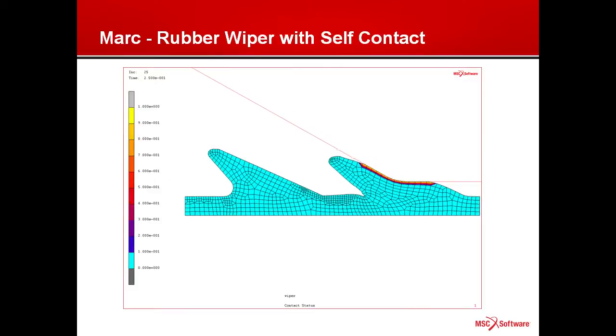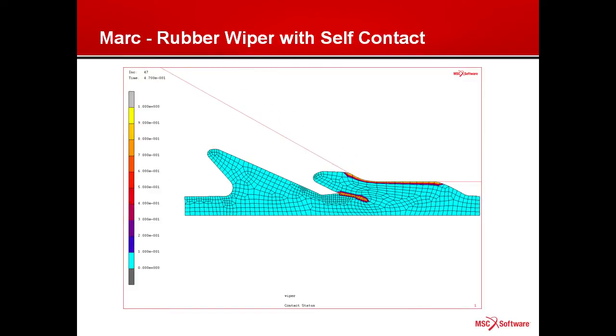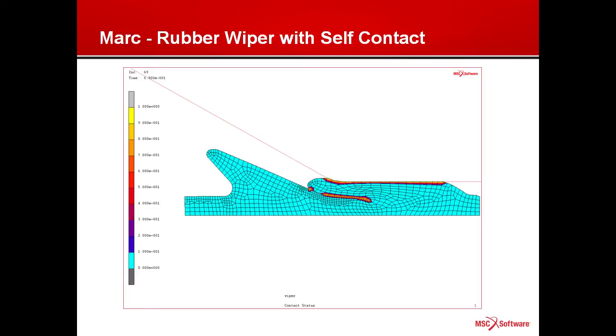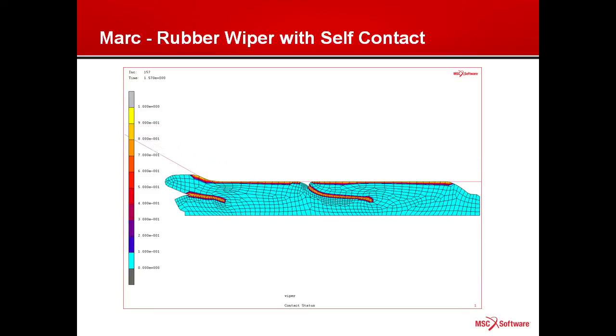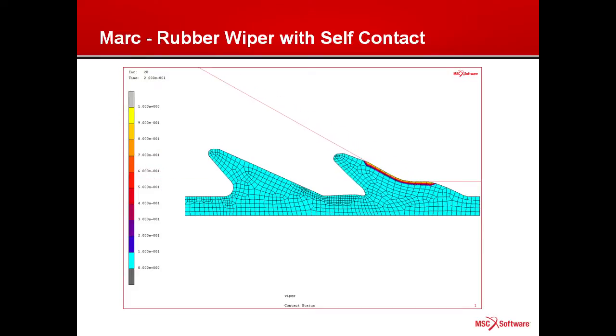Here's self-contact with the automatic remeshing. This is a highly nonlinear problem that's very difficult to solve. Marc solves it with very little effort, and little effort on your part to set it up inside the Mentat interface.